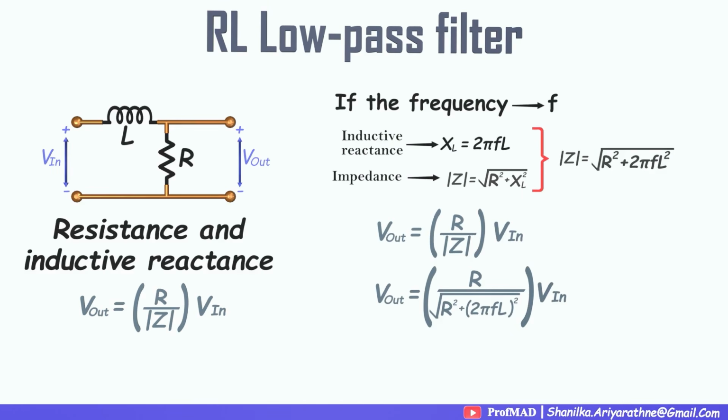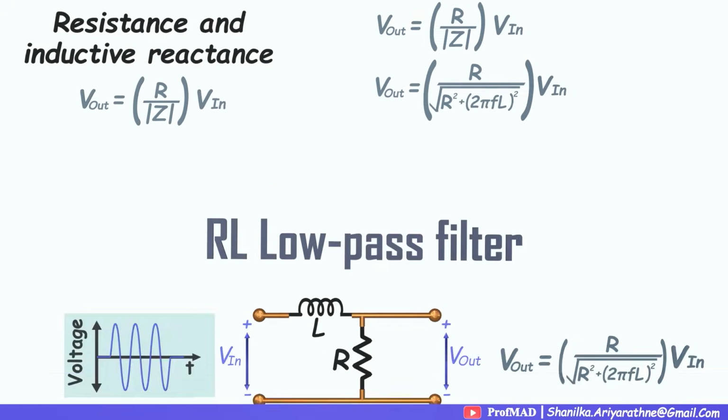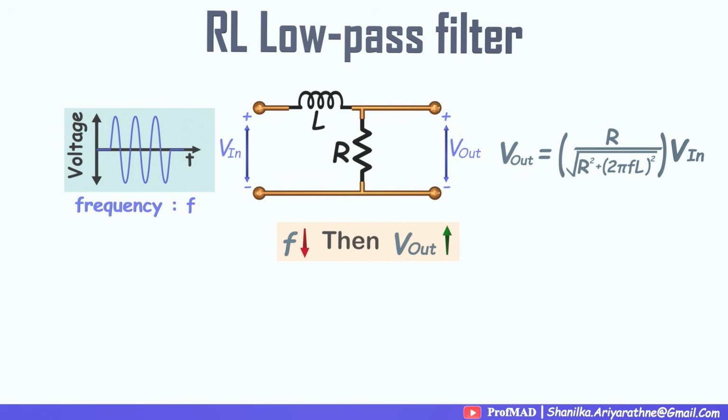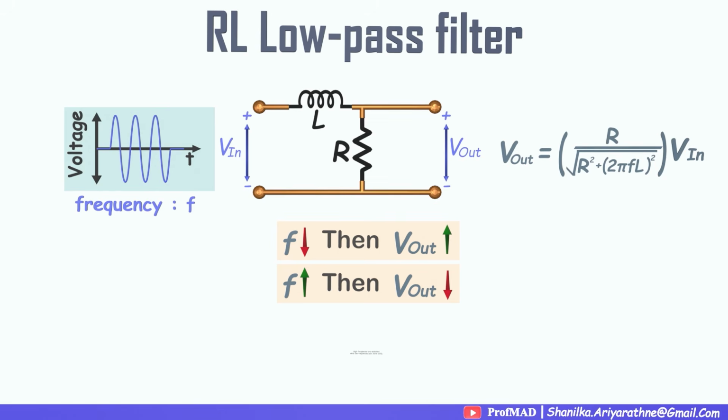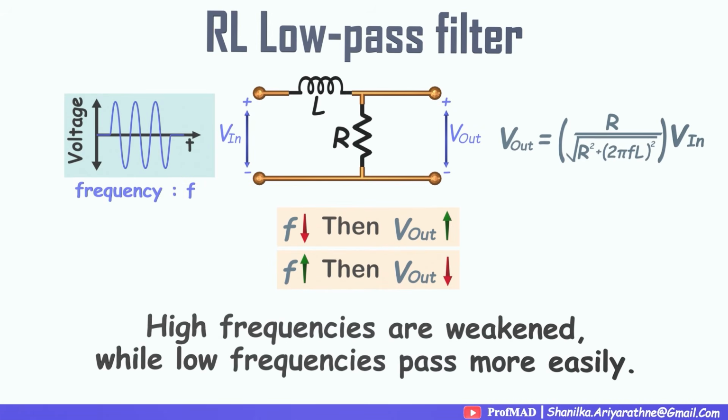After simplifying the circuit equations, we get the output equation for the RL low-pass filter. The overall behavior is very similar to the RC filter. At very low frequencies, the inductor's reactance is very small, so the output voltage remains almost equal to the input voltage. But as the frequency increases, the inductor's reactance also increases. That means low-frequency signals pass through the filter with very little reduction, while high-frequency signals become attenuated.